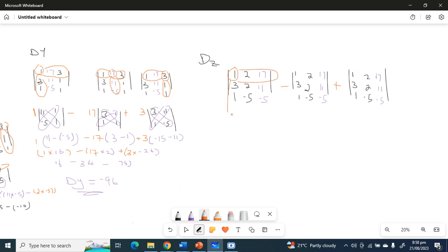Okay, so we follow the same pattern again. So here we have 1, 2, negative 5, 11, negative 5, minus 2, 3, 1, 11, negative 5. That's 3, 3, 1, 2, and negative 5.